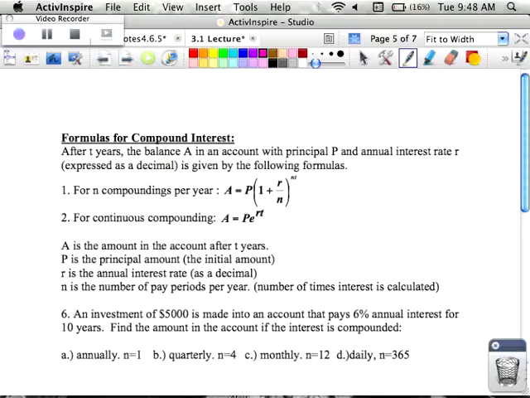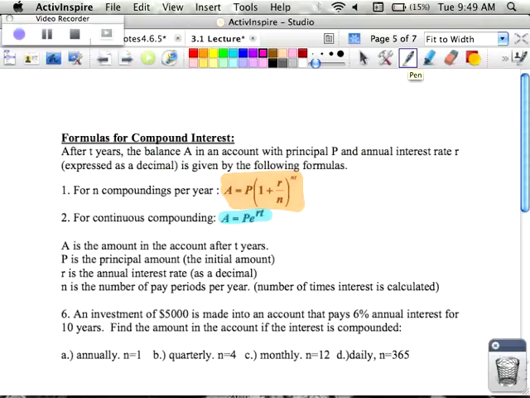And there are a couple of different ways to look at your money when you do that. One is continuous and one's not continuous. If you're not doing something continuously, then you're going to use this formula. So that's not continuous. If you are continuous, then you're going to use this formula. I call it the PERT formula because it looks like PERT, P-E to the R-T.